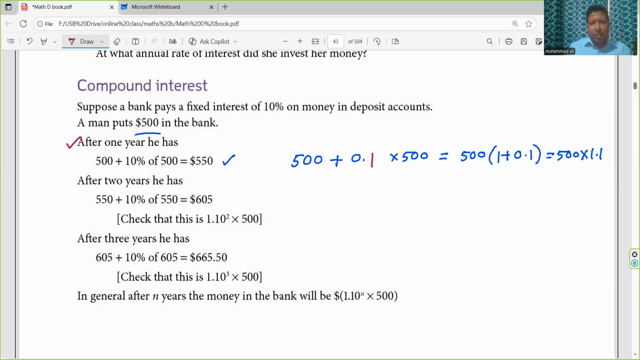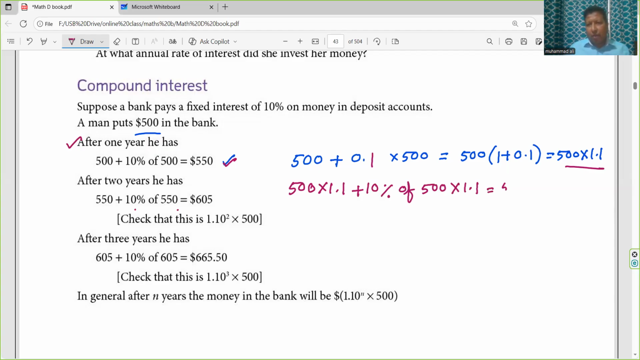So after 2 years, what does he get? If we multiply these, we will get 550. So 550 plus 10% of 550 will be 605. Or if we write 500 multiply 1.1 plus 10% of 500 multiply 1.1, what do we get here?